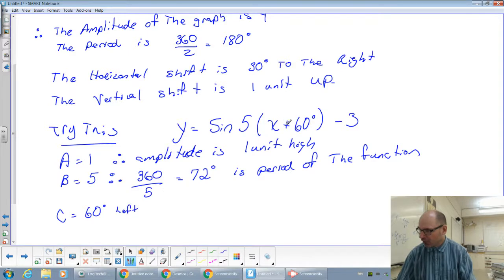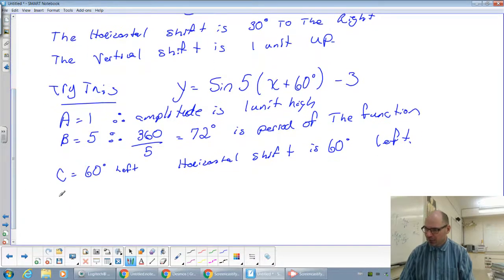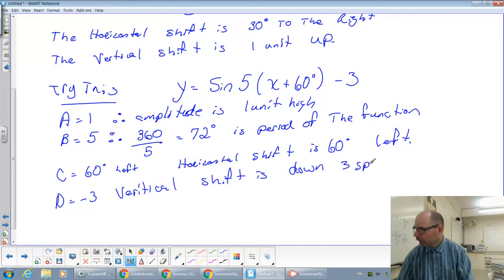Okay, it's going to be negative, and it's going to be to the left. If we pretend it's the opposite sign of that, then the horizontal shift is 60 degrees left, or back, if you like. And D there is a negative 3, so D equals negative 3. So the vertical shift is down 3 spaces, or units.